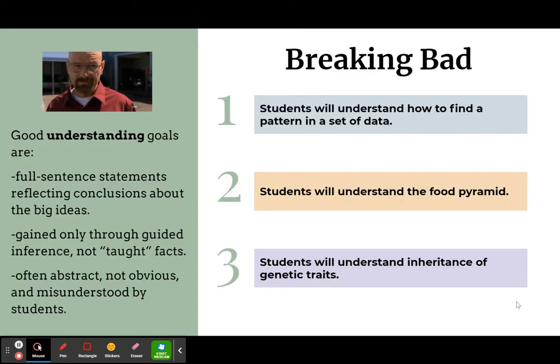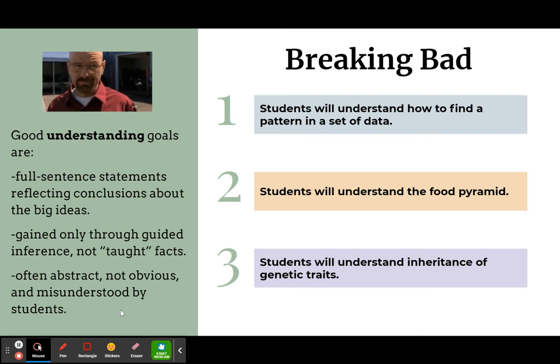So let's dive into understanding goals first. And let's maybe practice. You can feel free to pause the video and practice turning these goals that might not necessarily be understanding goals into actual understanding goals. On the left-hand side, we have the characteristics of good understanding goals. And don't forget, starting the sentence with "students will understand that," and then finishing the sentence will really help you create a sentence that reflects a conclusion about a big idea. So go ahead and pause the video, and then I'll show you what I had come up with.